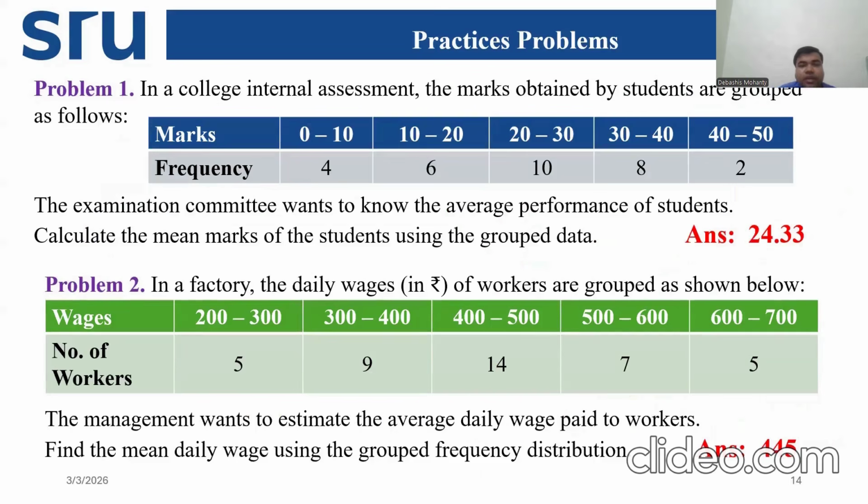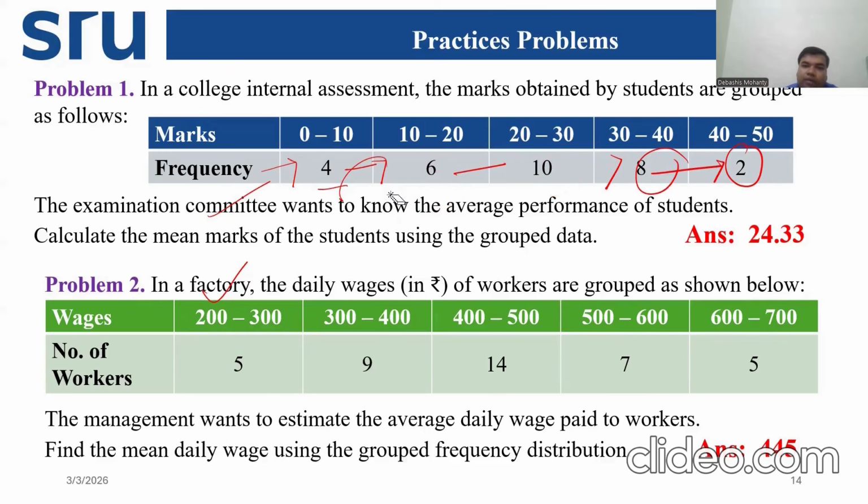In a college internal assessment, the marks obtained by the students are grouped as follows. So 0 to 10 it is 4, 10 to 20 it is 6, 20 to 30 it is 10, 30 to 40 it is 8, 40 to 50 it is 2. These are the frequencies. So what we need to calculate: the examination committee wants to know the average performance of students. Calculate the mean mark of the student using the grouped data.